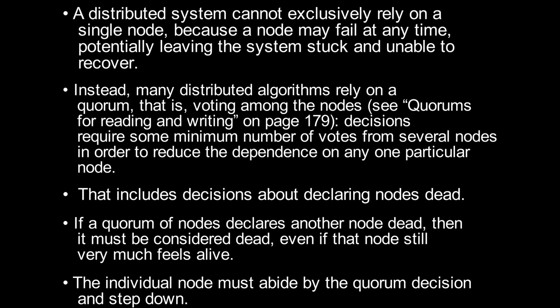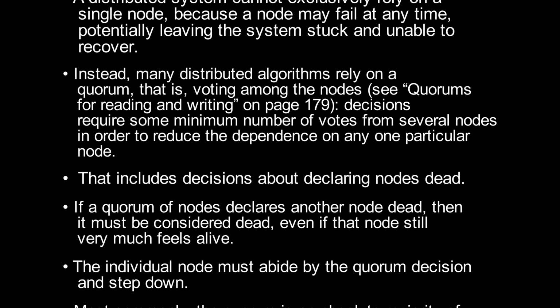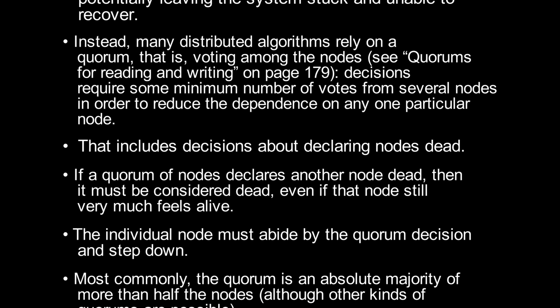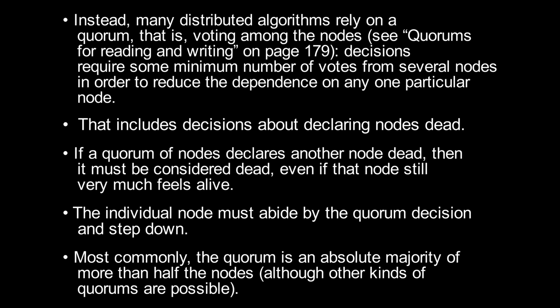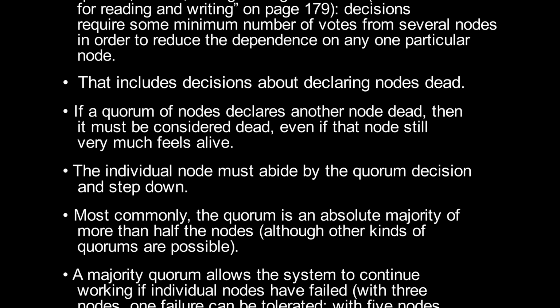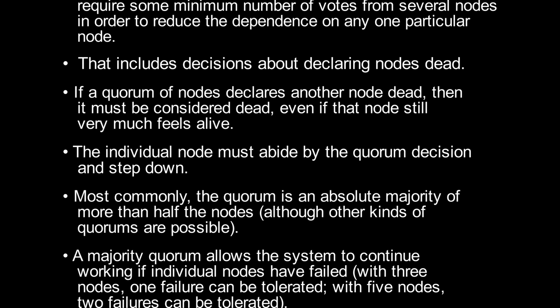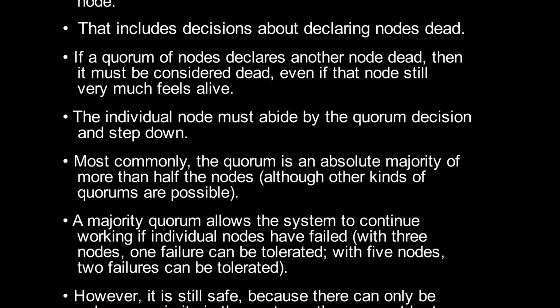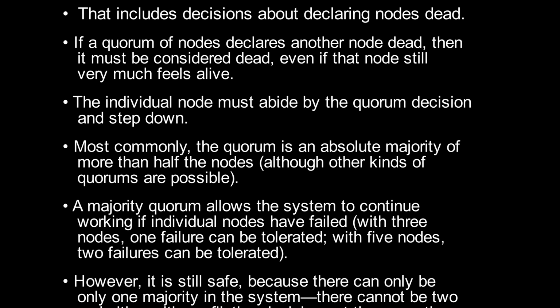If a quorum of nodes declares another node dead, then it must be considered dead, even if that node still very much feels alive. The individual node must abide by the quorum decision and step down. Most commonly, the quorum is an absolute majority of more than half the nodes, although other kinds of quorums are possible. A majority quorum allows the system to continue working if individual nodes have failed.